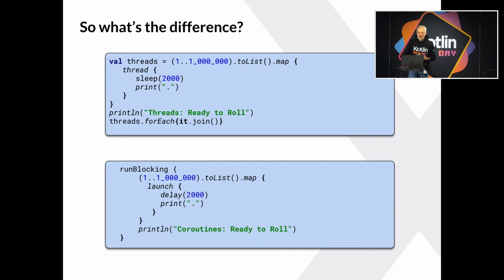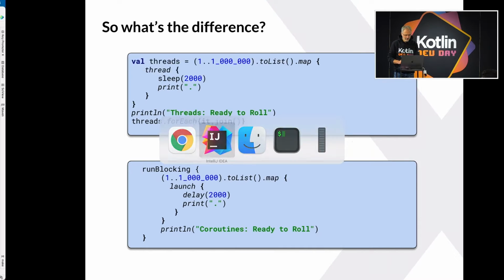So, what is the difference between these two snippets? What we do here is we create 1 million threads and we create 1 million coroutines. And if you paid close attention, if the lunch hasn't been too heavy on you, I think you can imagine what happens, but I really want to show you because I think it's good to see.